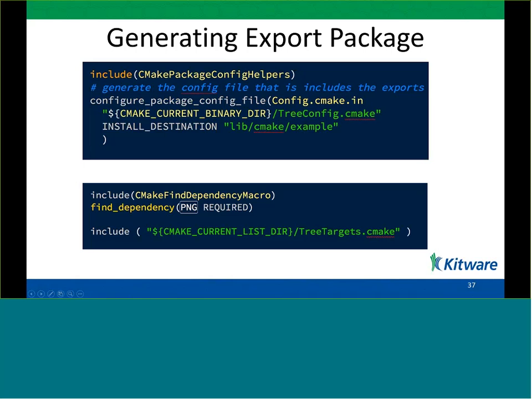So you'd include the CMakePackageConfigHelper, and then call this function configure_package_config_file to take a config.cmake.in and go right into some install directory, and then that would create something that looks like this.